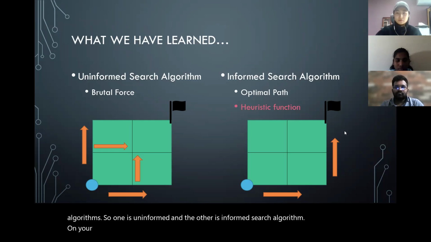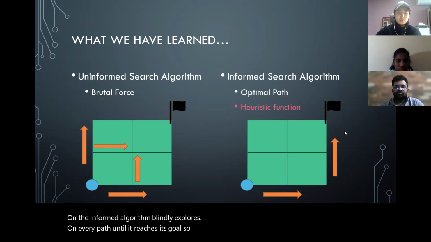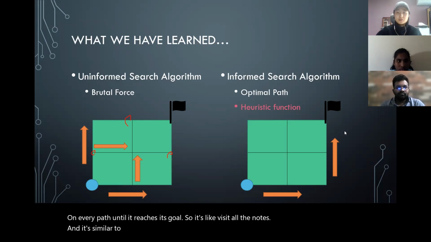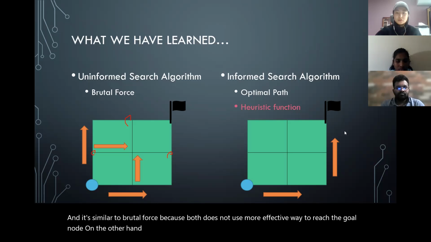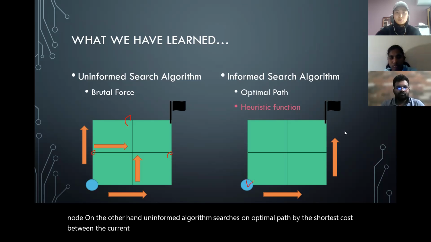An uninformed algorithm blindly explores every path until it reaches its goal. So it's like visiting all the nodes, and it's similar to brute force because both do not use a more effective way to reach the goal node. On the other hand, an informed algorithm searches for an optimal path by estimating the shortest cost between the current node and the goal node.